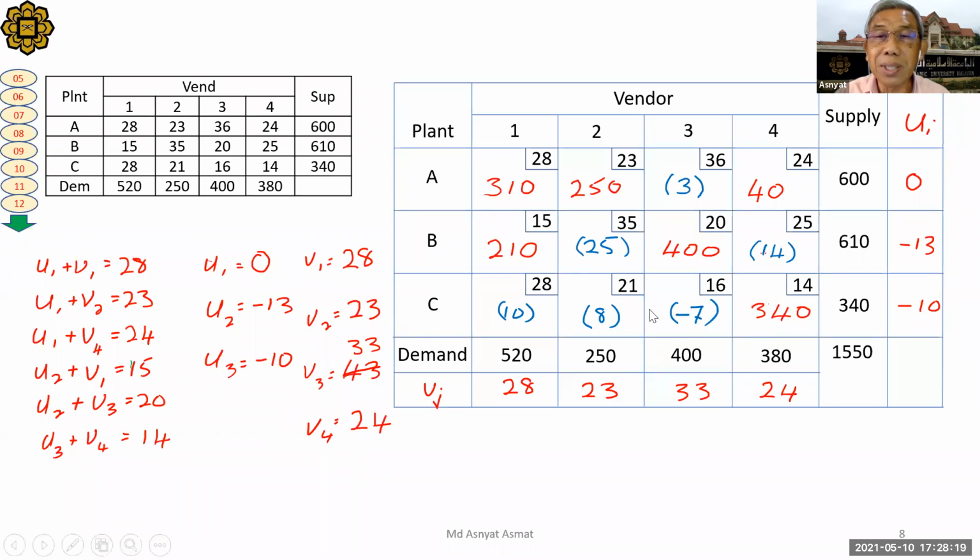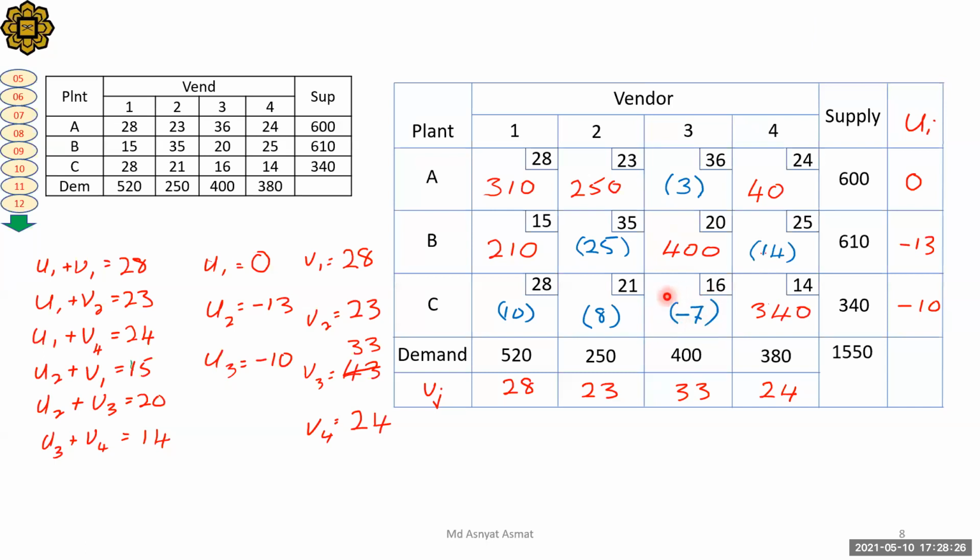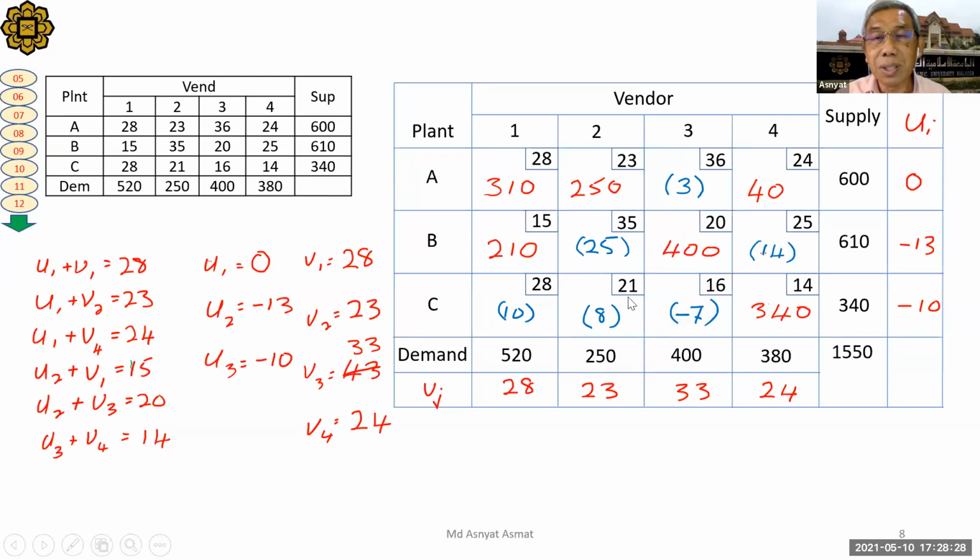Where should we begin? We should start at the most negative, negative 7. Negative 7 is here. So we are going to put a plus sign here. Now, which way are we going? Let's say still clockwise.